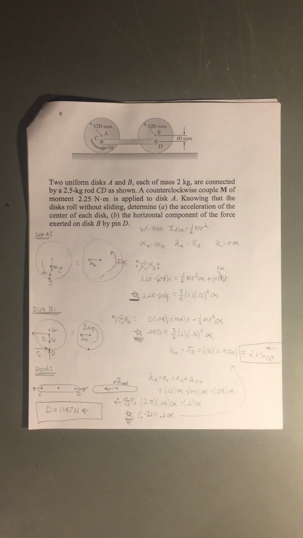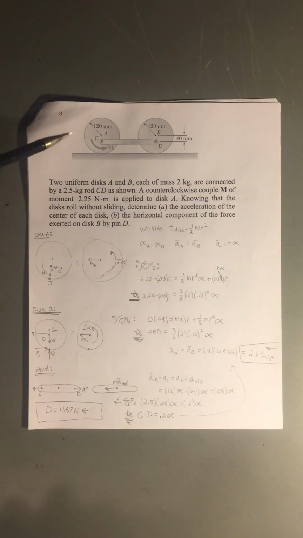Okay, so this is problem number 8. It's the last homework problem for this assignment. And in this problem here, we have these two discs labeled A and B, and we know that they are the same diameter here. They're uniform discs.